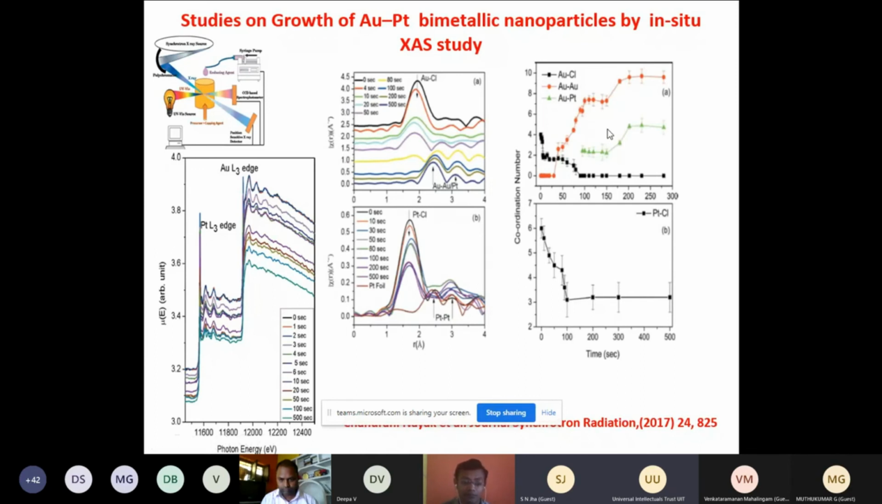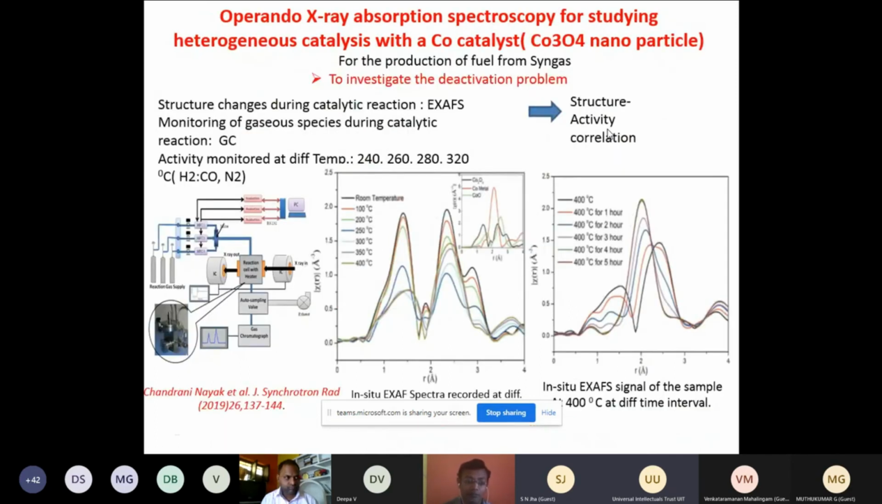the reaction mechanism. This is another example of operando X-ray absorption spectroscopy for studying heterogeneous catalysis with a cobalt catalyst, Co3O4 nanoparticle, which is used for production of fuel from syngas, and the objective here was to investigate the deactivation problem.